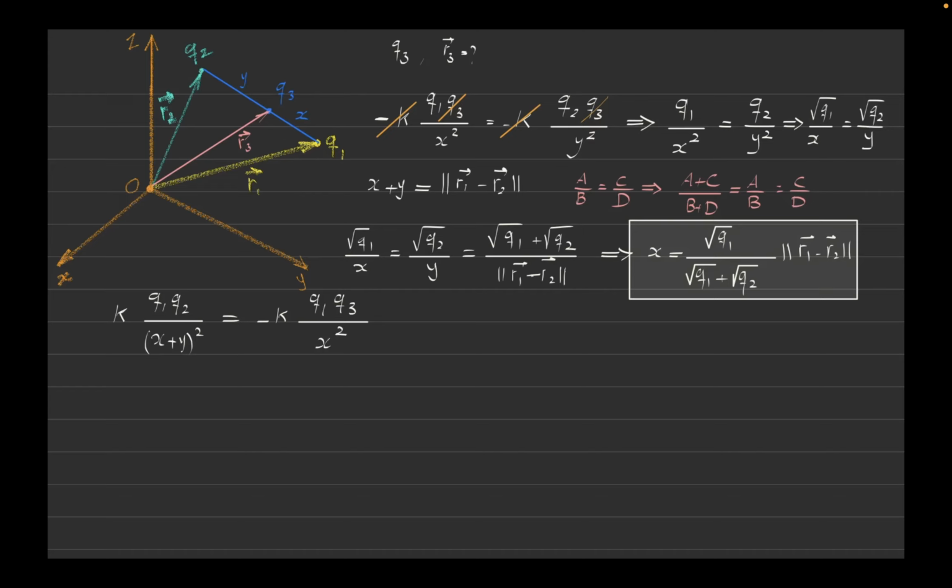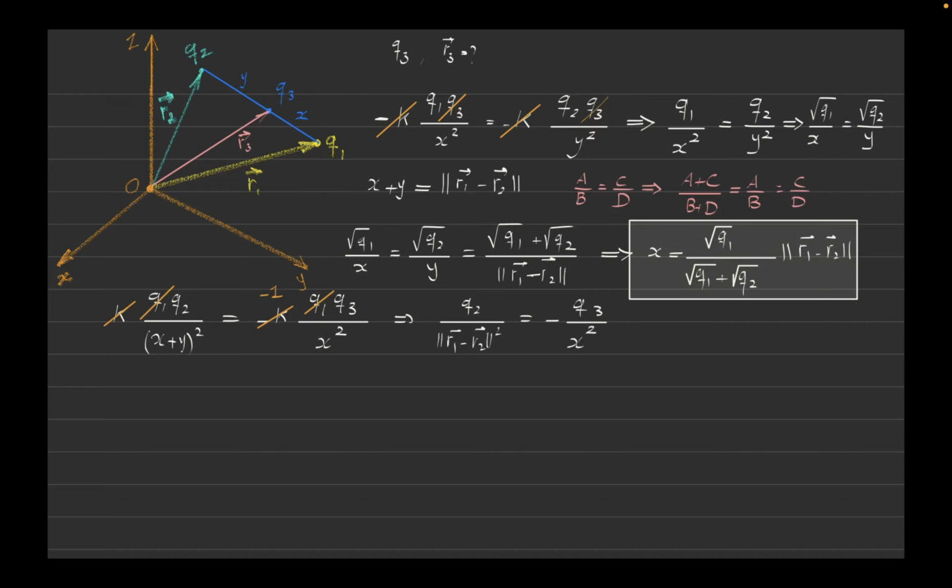Okay, so let us simplify things. This k will be simplified by this minus k, so be careful, there is a minus 1 left here, and q1 and q1 are cancelled. And then if you don't mind, instead of x plus y, I can write this norm. So what happens now, this becomes q2 divided by norm of r1 minus r2 squared, and on the right hand side I will have minus q3 divided by x squared.